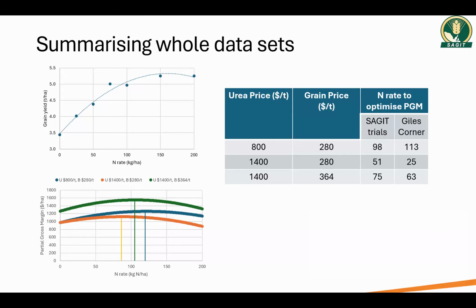The optimum N rate for each of those scenarios drops to just over half when we increase our urea price to 1,400. This is averaged across 17 trials. And then when we have that higher urea price, but also a higher grain price, the optimum N rate sort of sits in between. I think I'll just leave it at that, Bill.